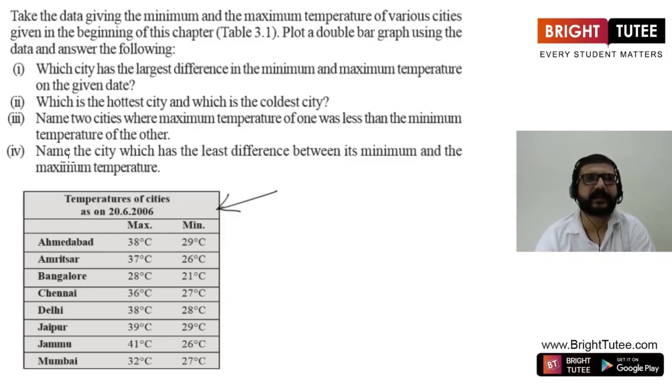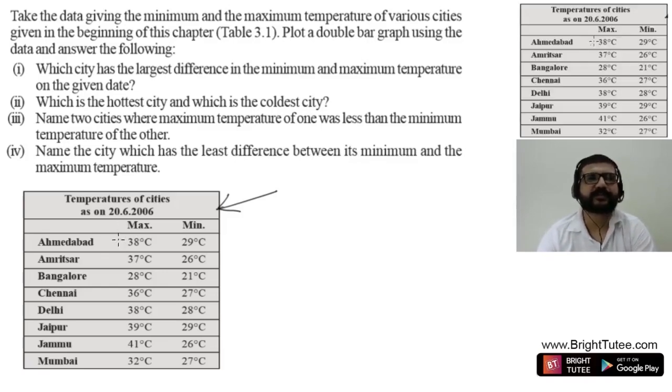And then we have to tell the city which has least difference between its minimum and the maximum temperature. So now first of all, we have to use this data and form a double bar graph.